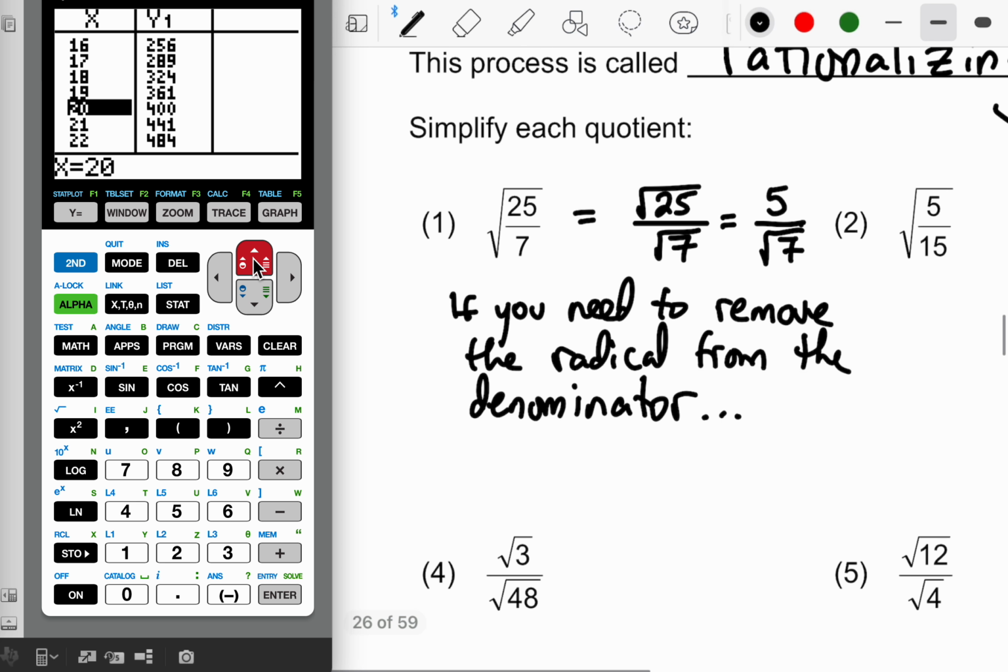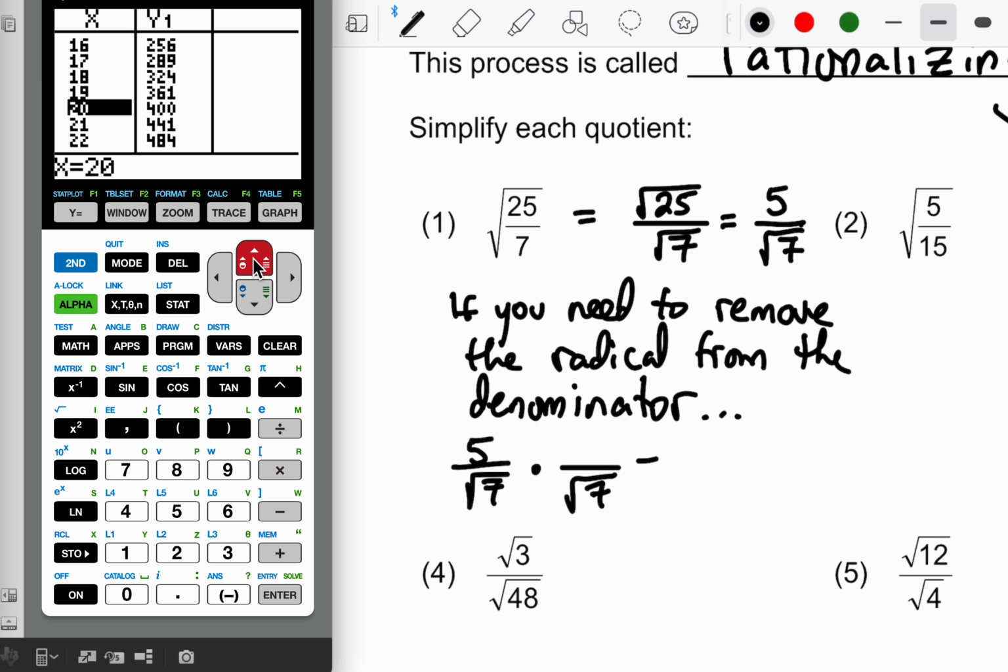We're not just going to say, okay, well, I'll just take the radical and make it disappear. You got to do something operation-wise to make that happen. So we have 5 over radical 7. One way to get rid of a radical would be to multiply by that same radical. And I'll show you why that works in a sec.